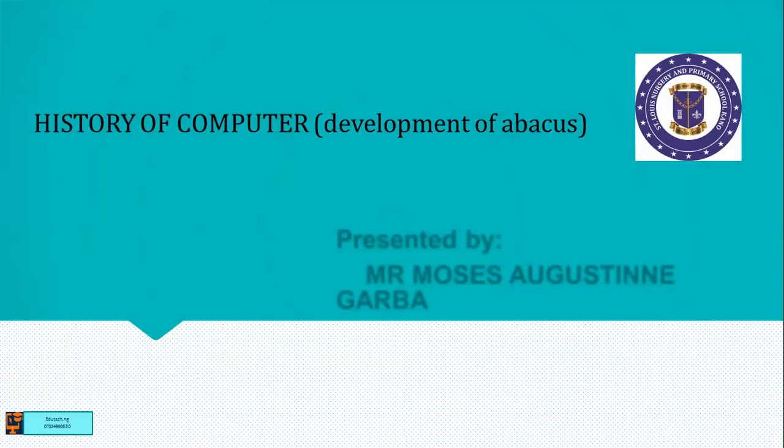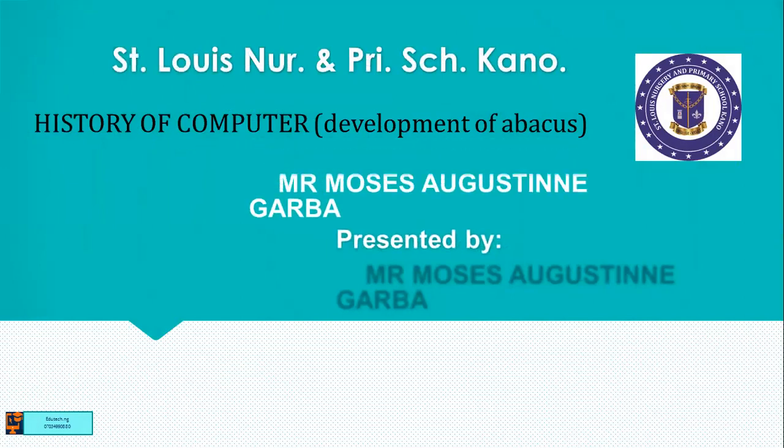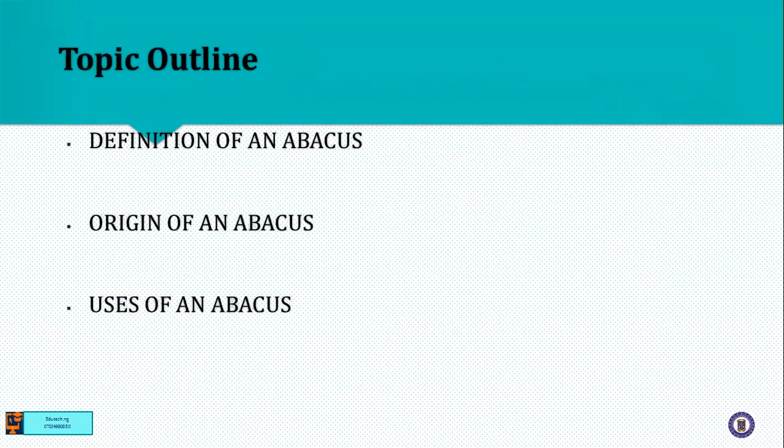This is a computer lesson for primary 2 pupils, the second week of third term, 2019/2020. And our topic here is the history of computer. Just like last week, we discussed the history of computer. This is the continuation of the topic, but today we are going to be talking about the development of abacus. This lesson is also presented by Mr. Moses Augustine Garba.